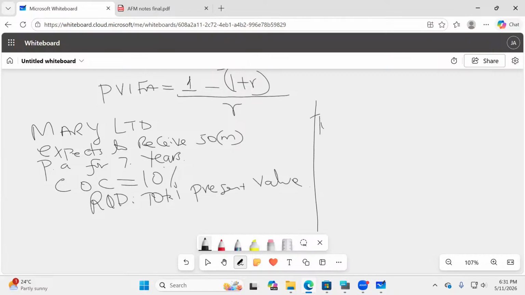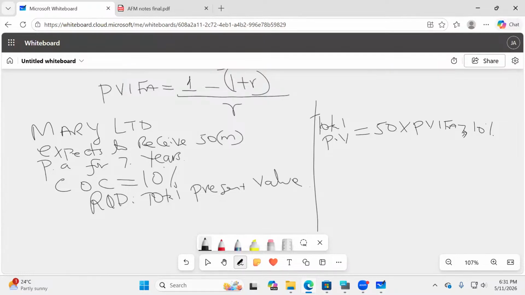This is what I will do. To get the total present value, I will take the 50 given. Please allow ourselves to omit the millions. And then I simply multiply this by PVFA. PVFA, how many years? With what percentage? 7 years, 10%. So I only take one figure, 50, and multiply it with PVFA for 7 years at 10%.